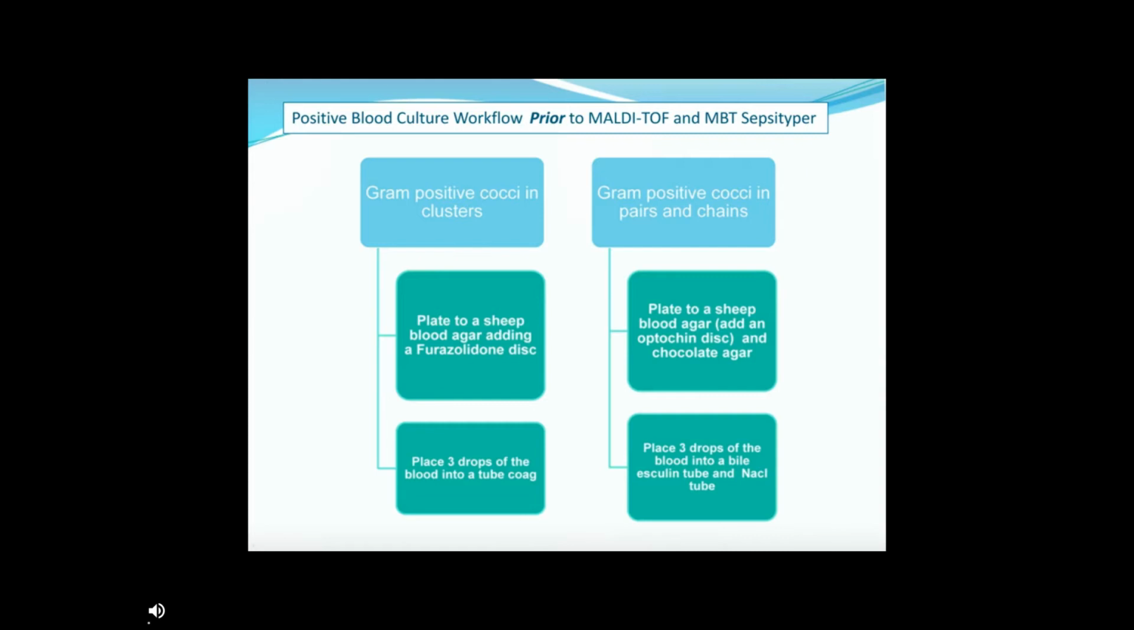If we were to see gram-positive cocci in pairs and chains, then we are going to plate that to a sheep and a chocolate plate, and we would add an optochin disc on that one. Again, that's just to rule out Strep pneumo. We would also take 3 drops of blood and add that to a bile esculin tube and a salt tube. And again, that would be to rule out Enterococcus. So this is so that we would have some type of identification at that 24-hour mark using these biochemicals.